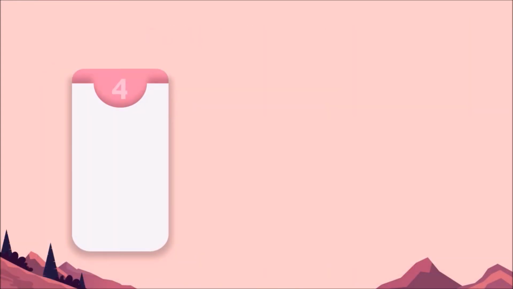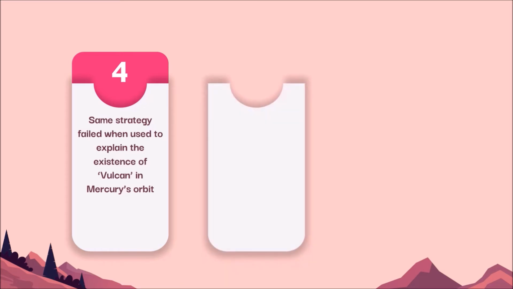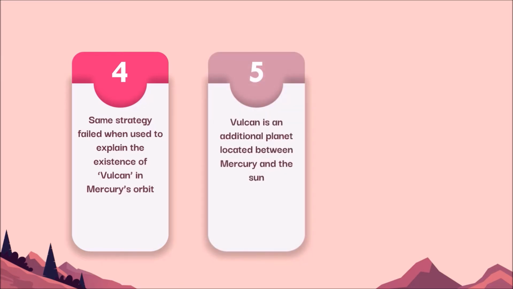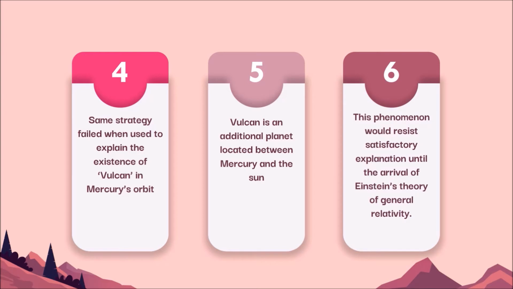But the very same strategy failed when used to explain the orbit of Mercury with the existence of Vulcan. Vulcan is an additional planet supposedly located between Mercury and the Sun, and this phenomenon would not receive a satisfactory explanation until the arrival of Einstein's theory of general relativity.